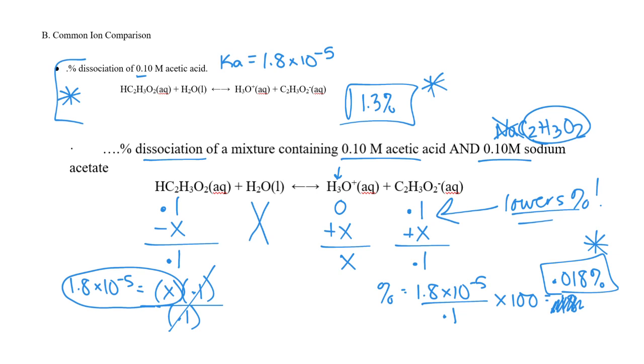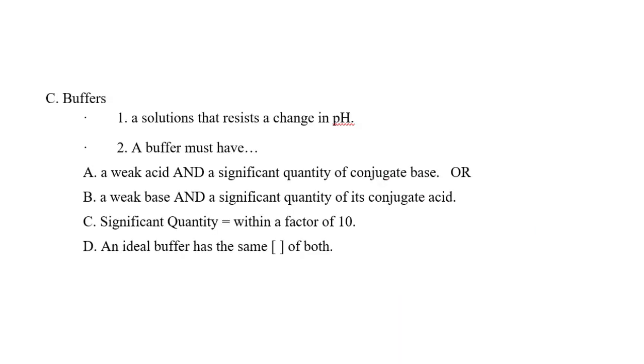So now that we understand what is going on there, let's go ahead and talk about what a buffer is. A buffer is a solution that basically has what we just talked about. It has the common ion effect. It has a weak acid, and then it has something else dissolved in there that has the common ion, which would be like the conjugate base of that particular thing, right?